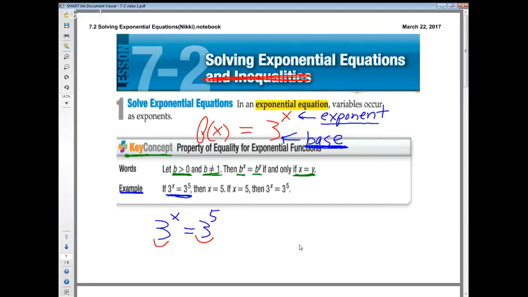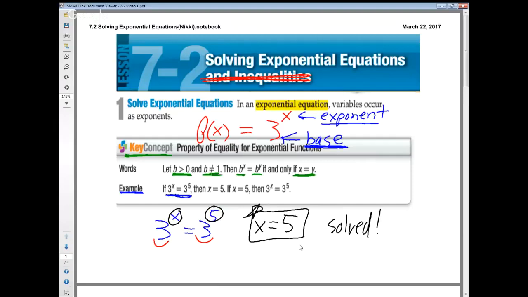And it turns out if this happens, we can just go ahead and take our two exponents and just set them equal. So in other words, we would have that x is equal to 5. And just like that, we have solved our exponential equation. We can say, it's solved, we're done, woohoo!